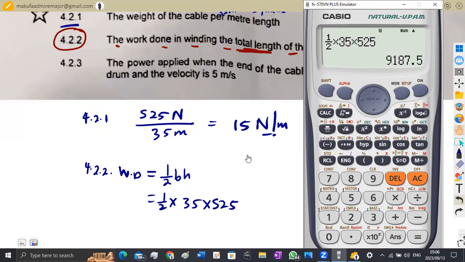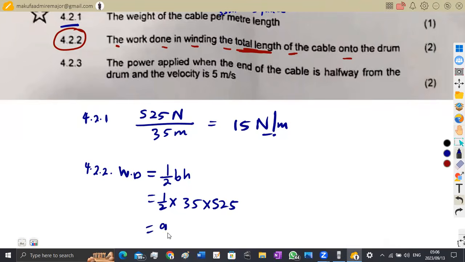So this is going to give us 9187.5, all right? So we are going to have 9187.5. This is work done, which is being measured in what? In joules in this case, or you can express it in kilojoules if you want, right?